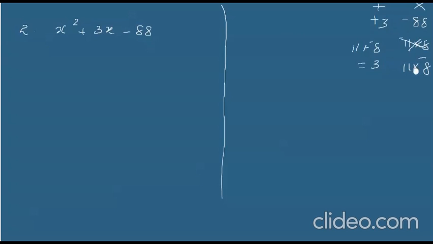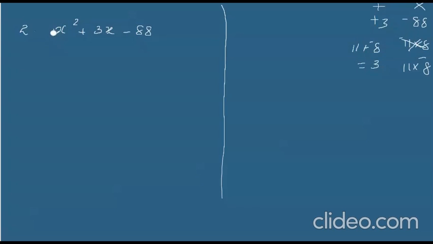And how will you choose which number is positive? Because you have to see the middle term. If the middle term is positive, the bigger number must be positive. Once again, I'll tell you, if there is a negative sign in the constant term, one of the numbers will be negative, sure. And which number must be positive? That will be decided by the middle term. If the middle term is a positive number, the bigger number will be positive. Fine. Now we got 11 and minus 8.